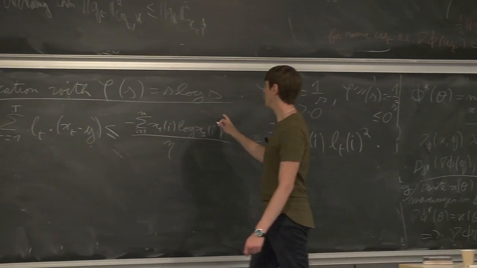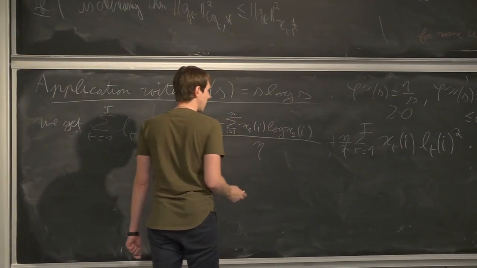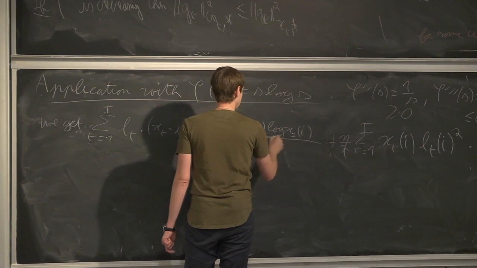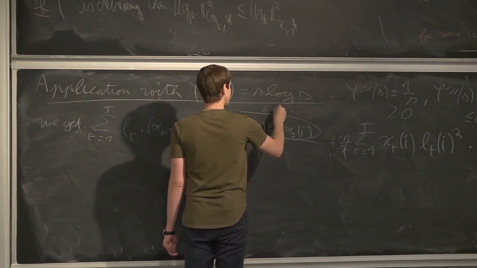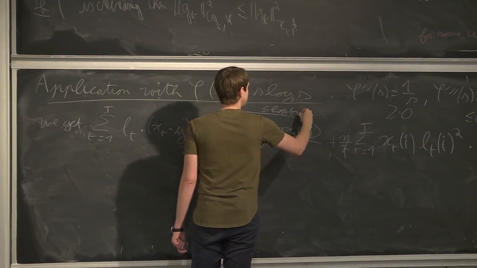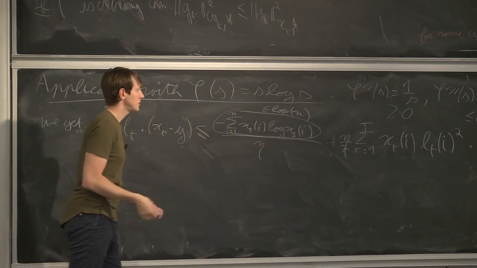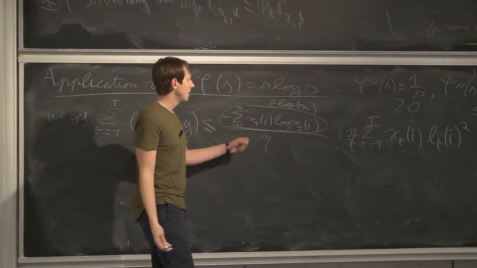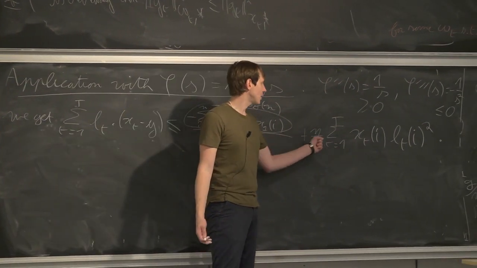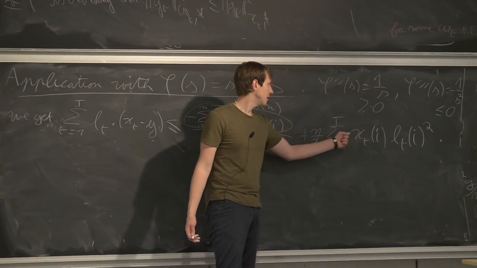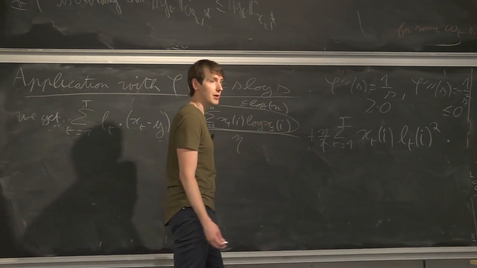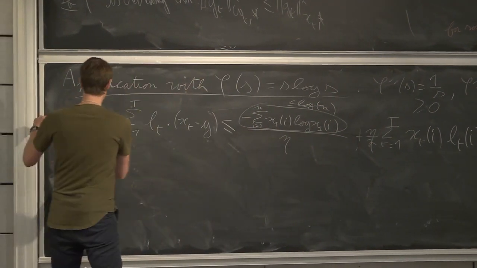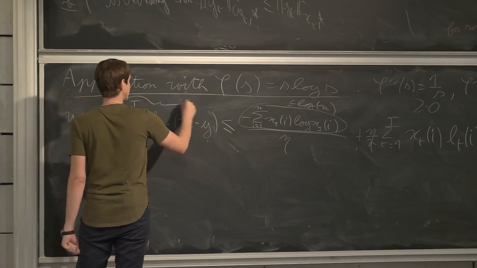Okay, this term by Jensen inequality is just smaller than log n. This is just the maximal Shannon entropy over a discrete distribution on n points. So we get log n over eta plus eta over 2, the sum for t equals 1 to capital T of xti lti squared. And let's call this a regret.